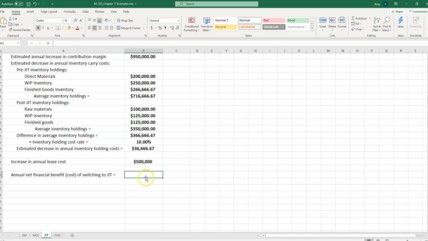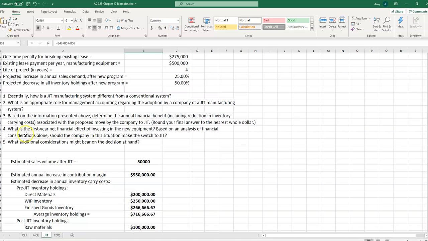So when we're looking at our annual net benefit of switching to just-in-time, we have an increase in contribution margin plus savings in holding costs minus the annual increase in our lease cost. If we want to round that up to the whole dollar, we see that our annual net financial benefit, so we'll have cash flows of $486,667.